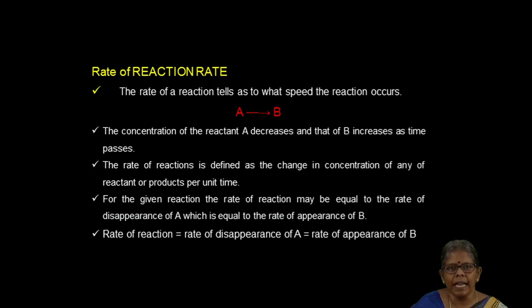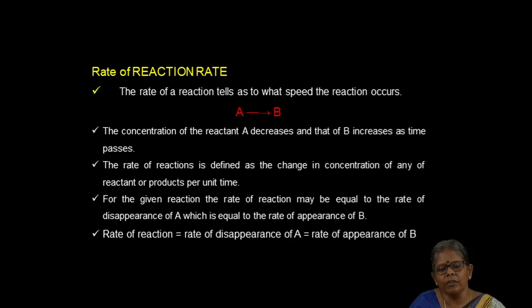Here, as the reaction proceeds, the concentration of A goes on decreasing, whereas the concentration of B goes on increasing. The rate of change of concentration of the reactants or the products with respect to time is called the reaction rate. That is called the rate of reaction. For a given reaction, the rate of a reaction may be equal to the rate of decrease of the concentration of the reactants or the rate of increase of the concentration of the products.